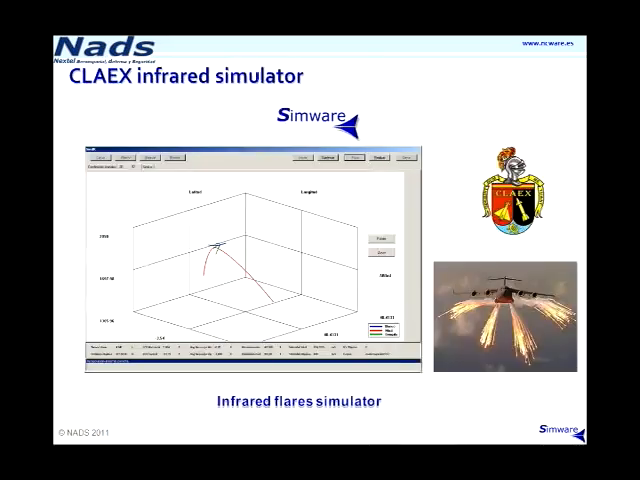Infrared simulator for CLAEX. CLAEX is a Spanish Ministry of Defense center. The project's main objective was the delivery of an infrared simulator to CLAEX. The main use of the simulator was to improve programs for dispersing flares for various weapon systems. The project included the use of MATLAB modules with SimDeveloper to model all the flares' behavior. All the simulation was made using SimWare over Windows.